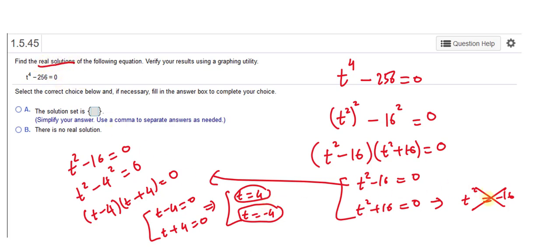But if they ask you to find the unreal solutions as well, then we use this equation. But for now, we don't consider the unreal solutions. So just use the first equation.